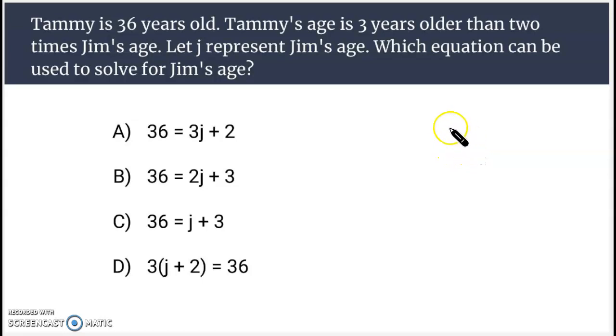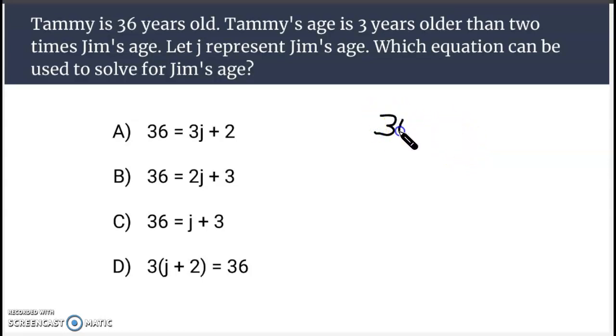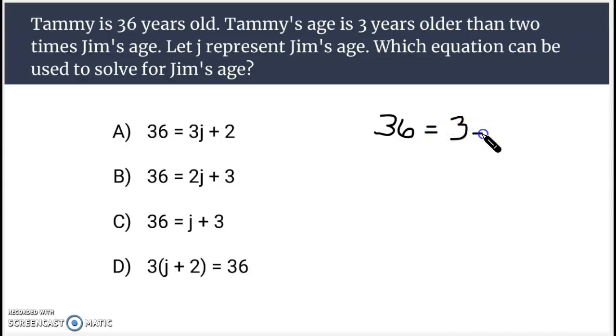So Tammy is 36 years old. You can say 36 for Tammy. And then we say Tammy's age is 3 years older, so we will be 3 years more than 2 times Jim's age. 3 years more, 3 plus, and then 2J for 2 times Jim's age. As we can see here, B is the right choice.